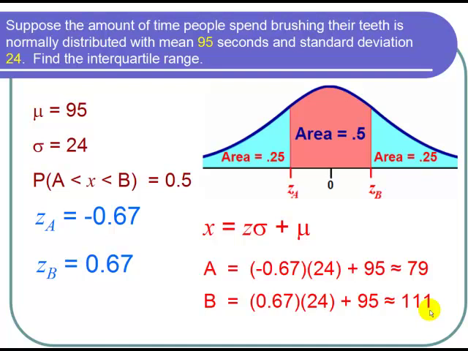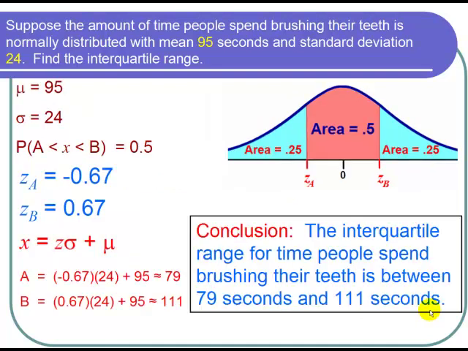And now I'm ready to state my conclusion. So I can conclude that the interquartile range for the time people spend brushing their teeth is between 79 seconds and 111 seconds. And I'm done with the problem.